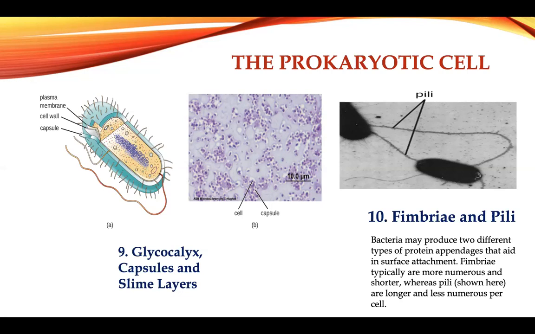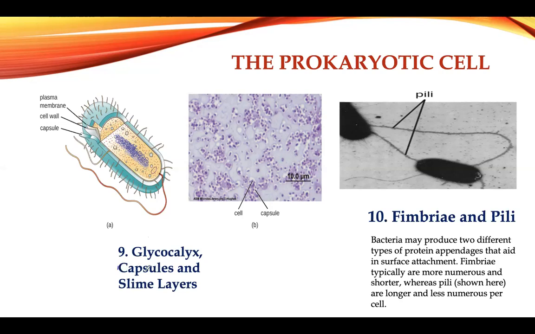So glycocalyx, that's the outermost layer of the prokaryotic cell. Not all the bacteria have that glycocalyx. There are a few bacteria who carry these capsules or slime layers, but not all bacteria have capsules and slime layers. So glycocalyx, that's the jelly-like substance surrounding the cell wall of the prokaryotic cell. Two different types, capsules and slime layers.